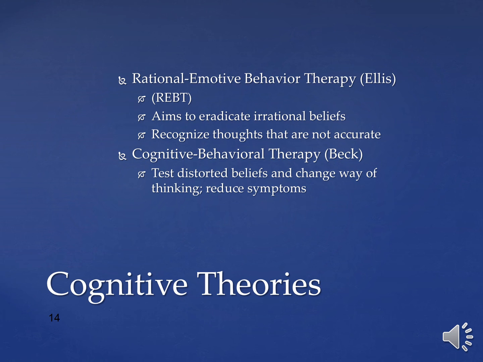Rational emotive behavioral therapy helps us to eradicate irrational beliefs and to recognize thoughts that are not based on reality and are not accurate. Cognitive behavioral therapy helps us to test distorted beliefs and change our way of thinking so that our symptoms can be reduced. Helping people identify and change negative thought patterns is a very important and worthwhile intervention, and it's something that we can do as students in the clinical environment.